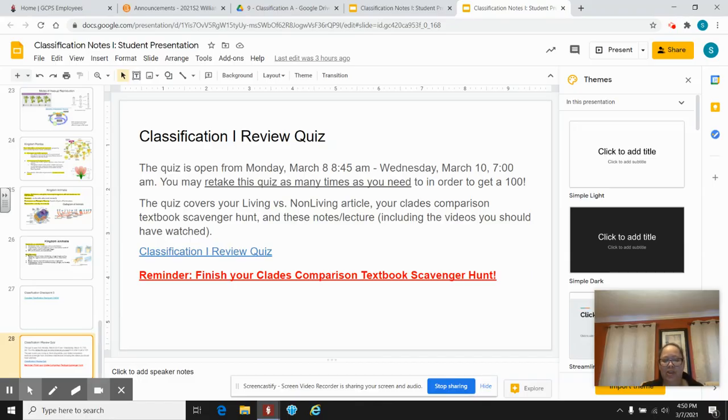Reminder, make sure that you finish your clades comparison textbook scavenger hunt. If you attended class last Friday online, you've already turned it in, so you just need to finish it, and I already have it. If you blew off class last Friday or weren't able to be there, you need to go find it and do it before tomorrow's class. And if you did it on paper, I expect the photo in the Dropbox. Take care of your business.